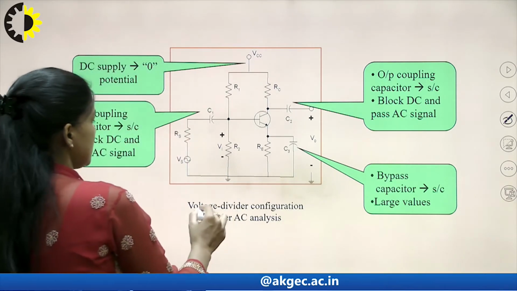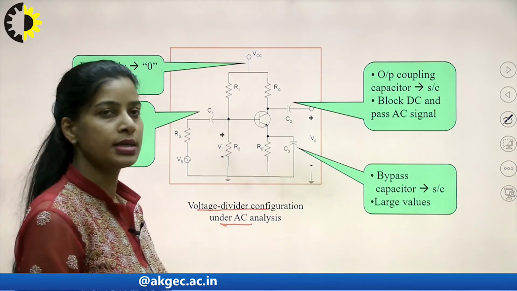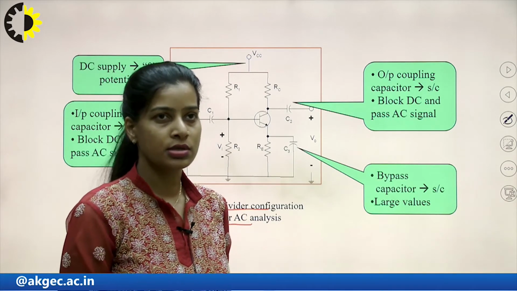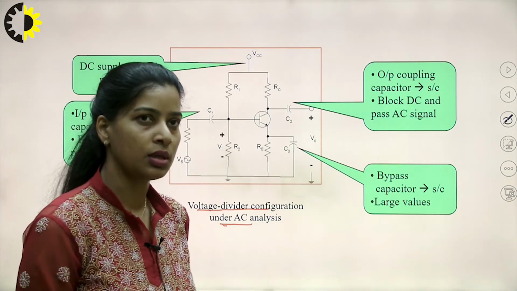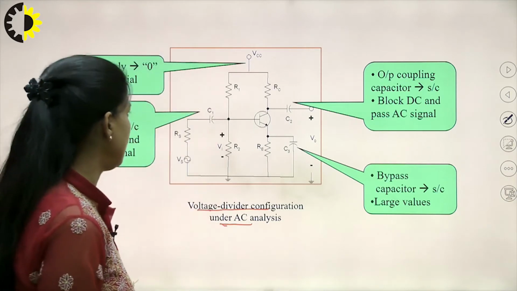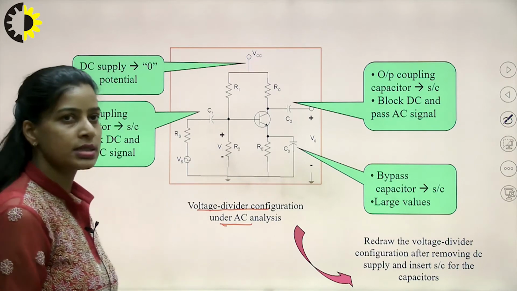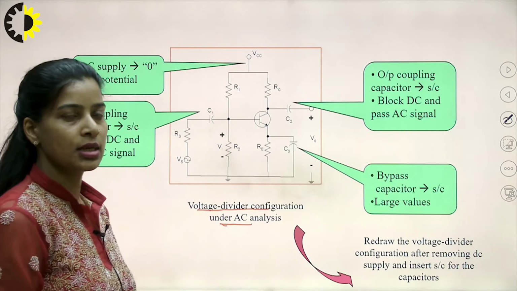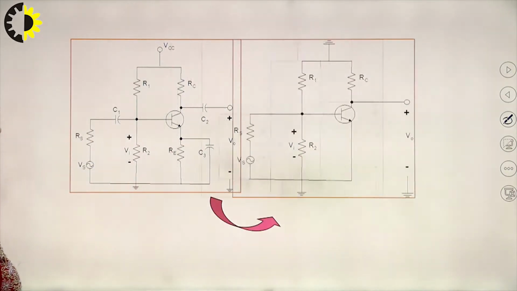The configuration is named the voltage divider configuration, and we are going to do its AC analysis. Its DC analysis I have discussed in previous videos when I was discussing the biasing of circuits. So how can we redraw this circuit after applying all these steps? The circuit will look like this.